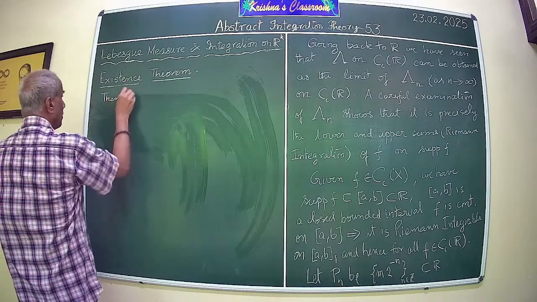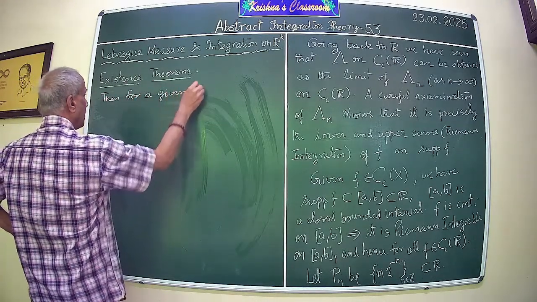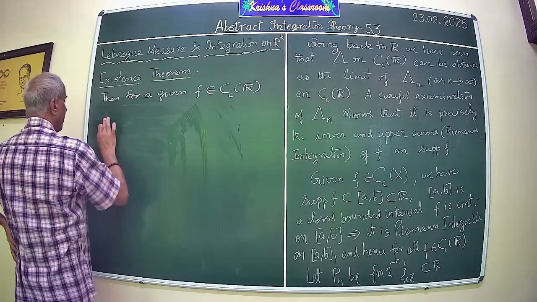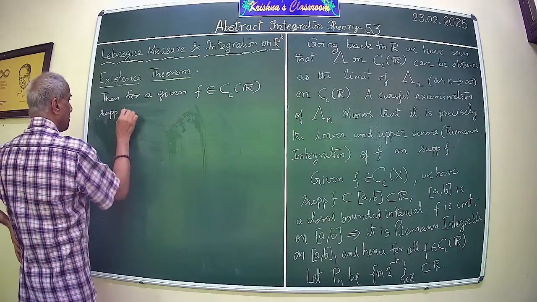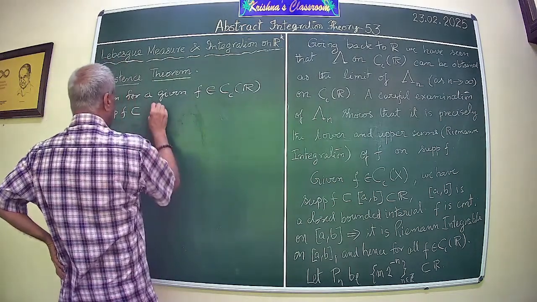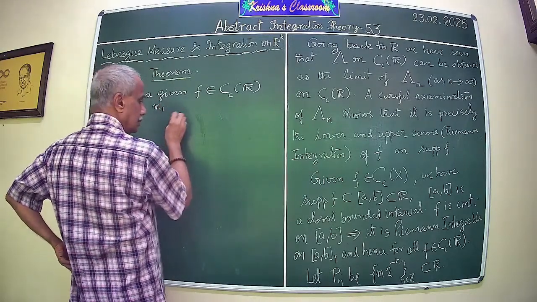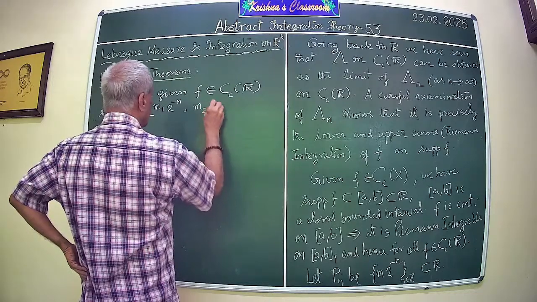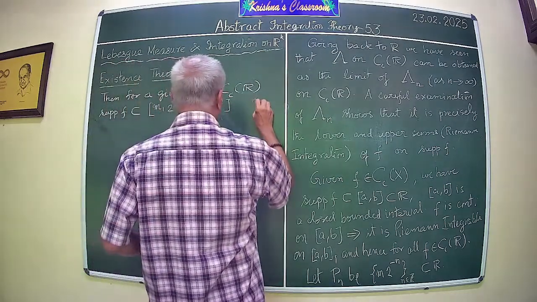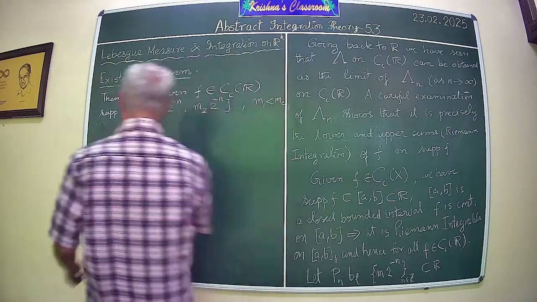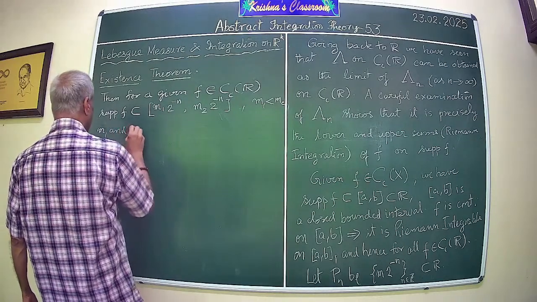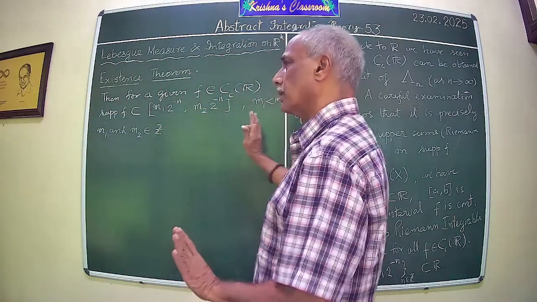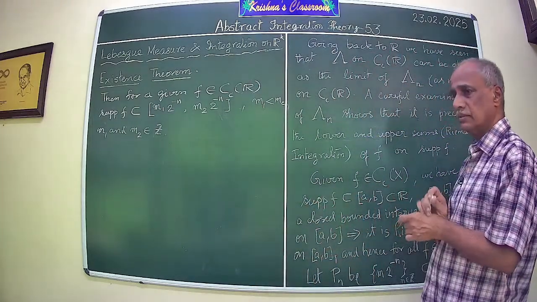Then the support of f is contained in some m1 2 to the power minus n, where m1 is in some AB, and that AB can be considered. So the support of F is contained in this. Now you can define the following.